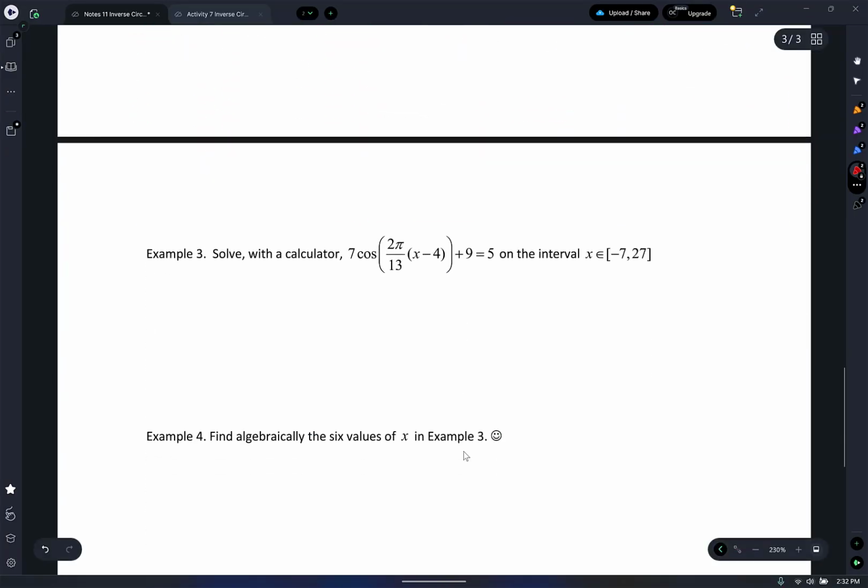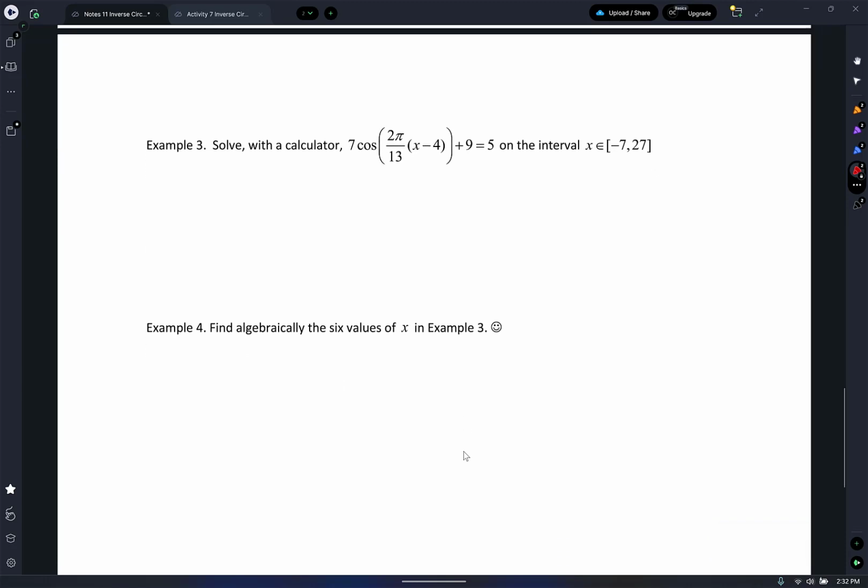Okay, let's not cry. We're going to go slow. We're going to go as slow as I possibly can go, guys. You guys ready? It says, solve with a calculator: 7 cosine of 2 pi over 13 times (x minus 4), plus 9 equals 5. If you have a CAS, I'll probably just give you the answers. On the interval -7 to 27.